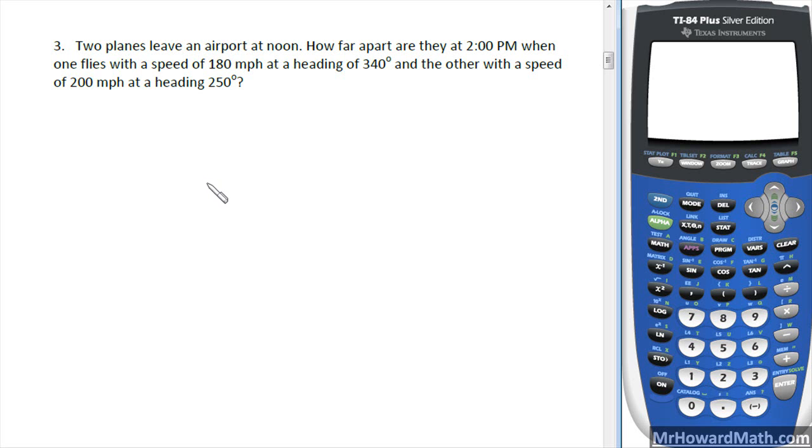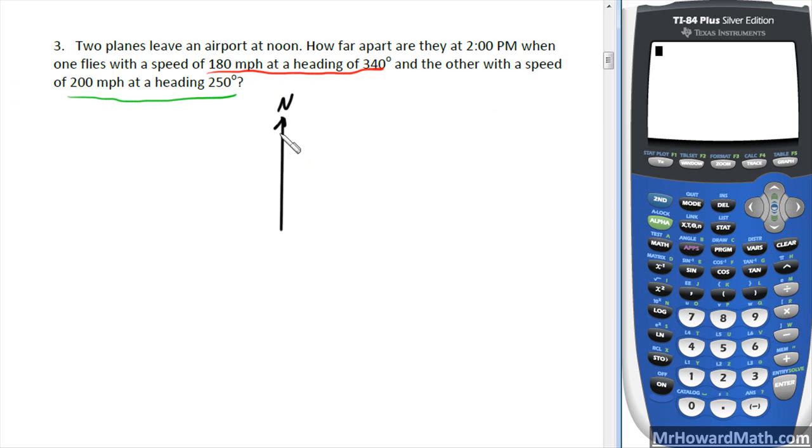So we need to know our navigational angles here. Navigational angles are measured off of a due north line. Due north is 0 degrees, and clockwise is positive. So we'll make our due north line here, and we'll make this first plane, I'll underline it in red, and then second plane we'll use green.